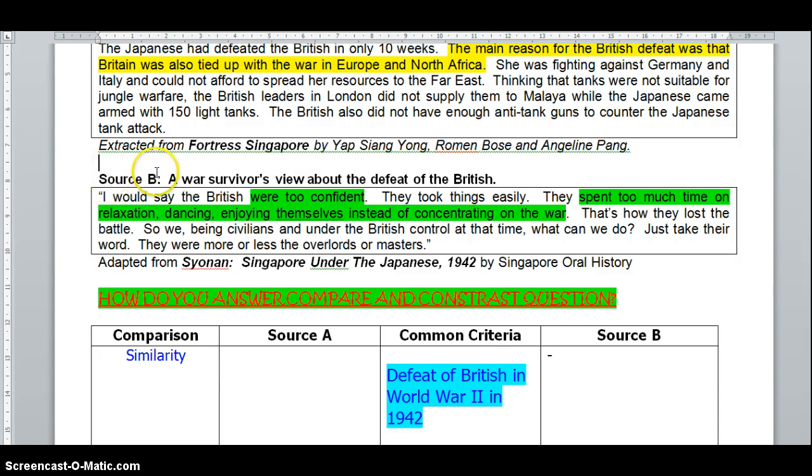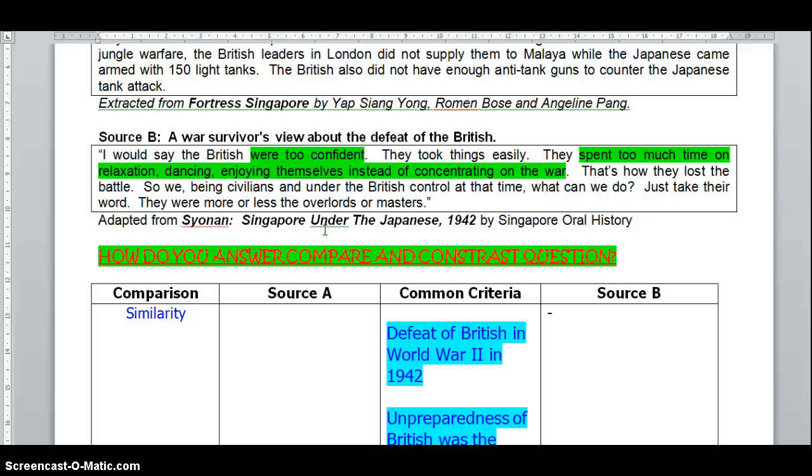Let's move on to source B. From the provenance, we can tell that it's a war survivor's view about the defeat of the British. In it, it says, I would say the British were too confident. They took things too easily. They spent too much time on relaxation, dancing, enjoying themselves instead of concentrating on the war. That's how they lost the battle. So we, being civilians and under the British control at that time, what can we do? Just take their word. They were more or less the overlords or masters.